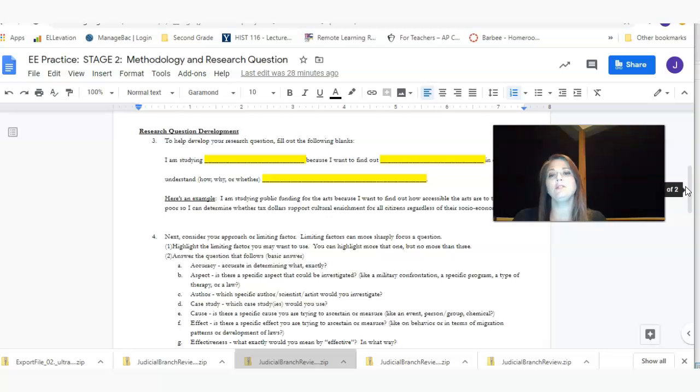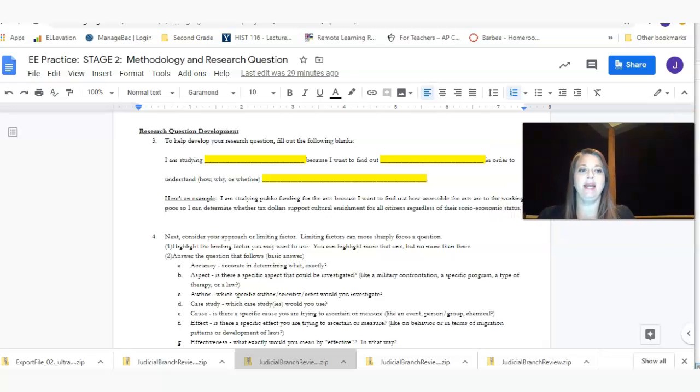But this was the research development where you're studying blank because you want to find out blank in order to understand either how, why, or whether blank. And I have an example right here. I'll move my big head out of the way.